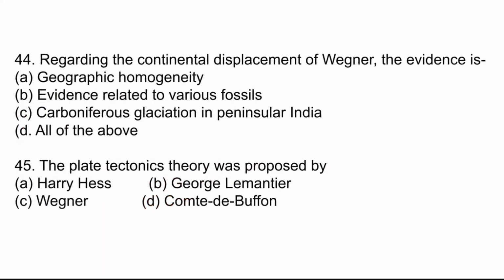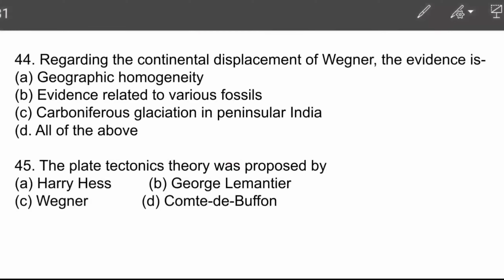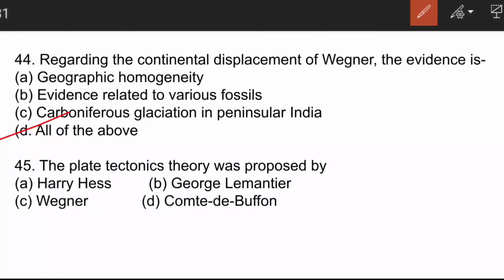The next question is, regarding the continental drift of Wegener, the evidence is D. All these three are the evidence. Geographic homogeneity. Then we have evidence relating to various fossils. Then we have Carboniferous glaciation in peninsular India, especially in the Chota Nagpur plateau.